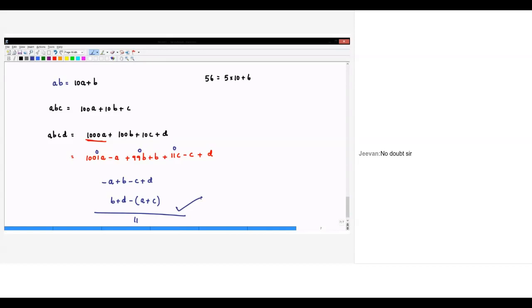So what are B and D and what are A and C? These are sum of alternate digits. So that is the reason in case of 11, we say sum of alternate digits and find out the difference of sum of alternate digits. Therefore, we say the entire number is divisible by 11. Okay?